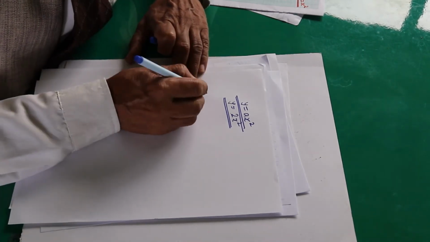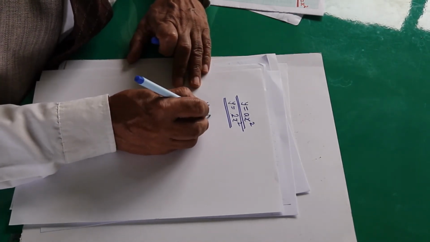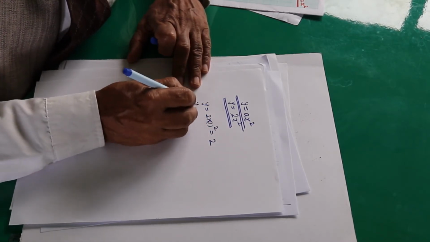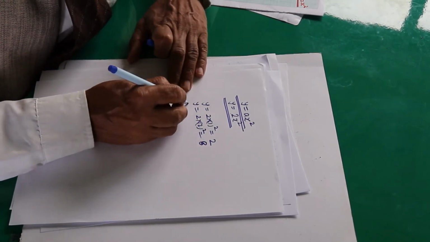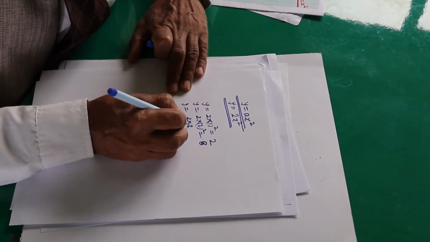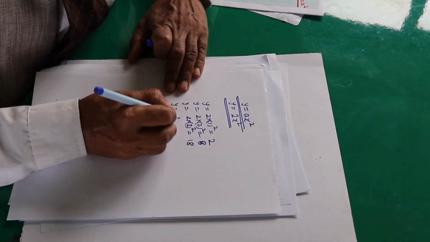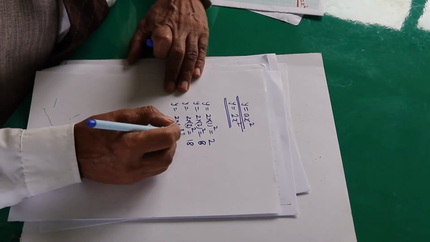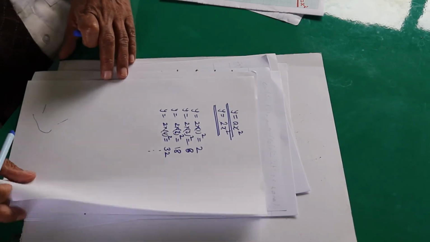And with this one, y is equal to 2 into 1 square equals 2. y equals 2 into 2 square equals 8. y equals 2 into 3 square is equal to 18. And y equals 2 into 4 square is equal to 32. And so on. Let's graph these points.